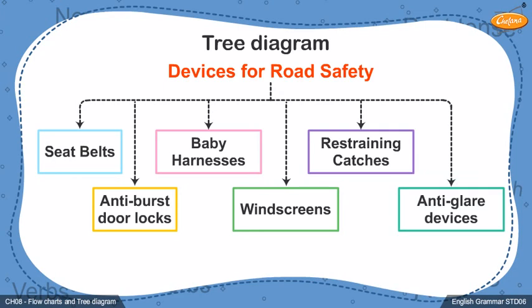Now that we have included all the devices and inserted the arrows as per the branching, our tree diagram is complete. Students, you can now have a look at the other examples in your workbook and create new tree diagrams for the questions given in the exercise.